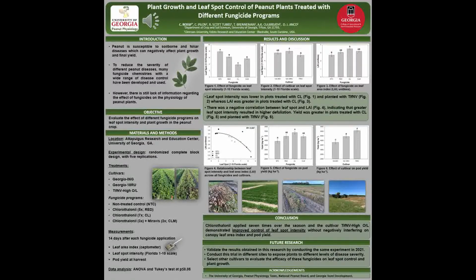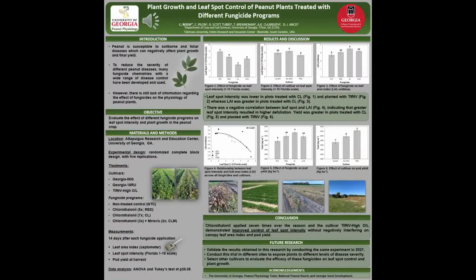As we can see, the plots with a higher leaf area index were the ones treated with chlorothalonil applied 7 times over the season. Figure 4 represents the correlation between leaf spot and leaf area index. The correlation was negative with an R-square of 0.66 between leaf spot and leaf area index, indicating that greater leaf spot intensity resulted in lower leaf area index.